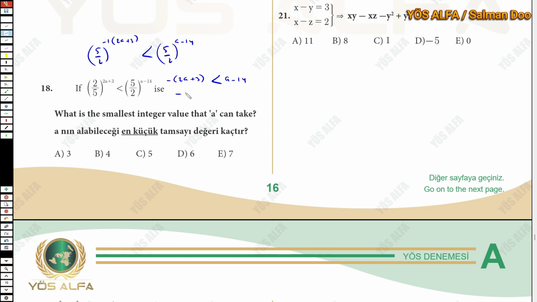Now let's solve for this inequality. We have a larger than 11 over 3, which is 3 point something. Okay, a has to be integer, and the smallest integer that is larger than 3 point something is 4. So the answer is B, 19.